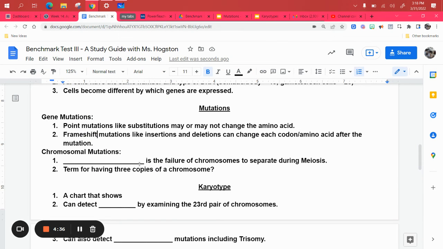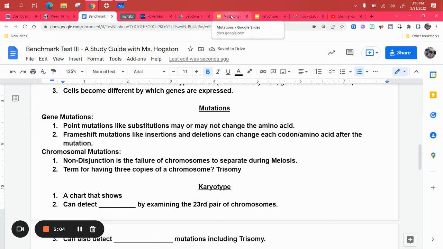Now, there can also be mutations of the chromosomes that we're not talking about occurring during interphase. We're talking about occurring during meiosis. And this is called non-disjunction, where the chromosomes fail to separate and could result in a trisomy situation where you have 3 copies of a type of chromosome.